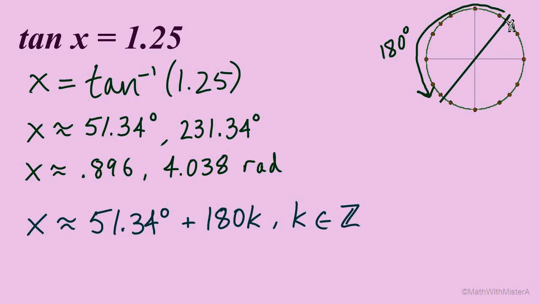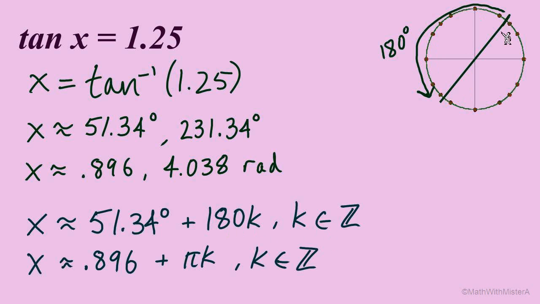So when I pick out just my first one, at 51.34 degrees, adding 180 will take me to my second one. Adding 180 again is now the effect of a full rotation and back to my original point. So with tangent, I only have to pick one value and say you can add to it 180 degrees as many times as you want. 180k, where k is an integer. And if we're talking about radians, halfway around the circle would be only pi radians. 0.896 plus pi k, where k is an integer.